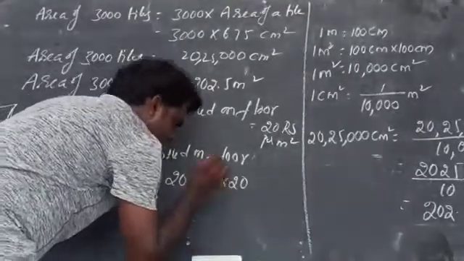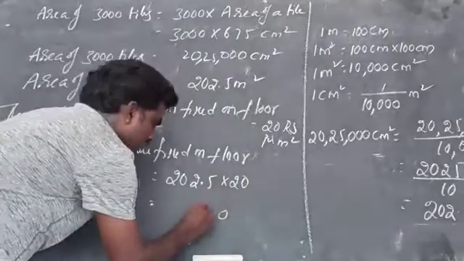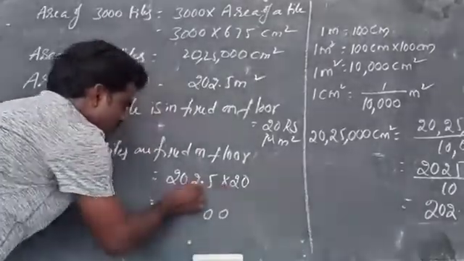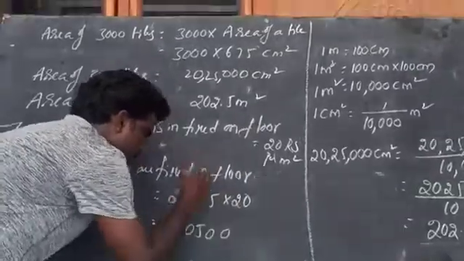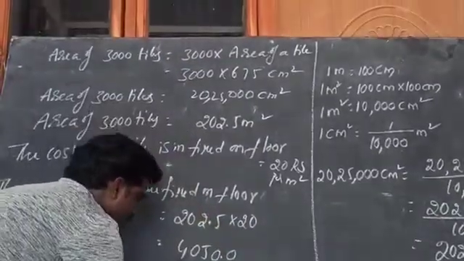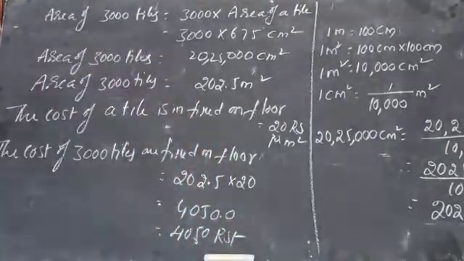So 0 times 5 is 0, 2 times 0 is 0, 2 times 2 is 4, plus 1, 5, 0, 0, 4. So how much? 4050 rupees.